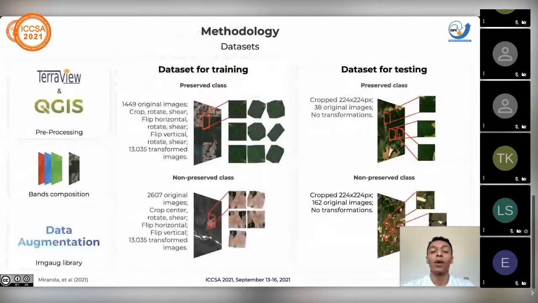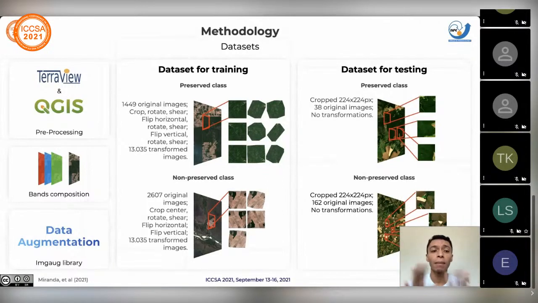The datasets. We made the composition of each image's spectral bands for the datasets for training and testing using the TerraView software. For color adjustment and cropping of the regions of interest, we used the QGIS software. In the training dataset formed by images of ROI1, we got 1,449 images for the preserved class and 2,607 images for the non-preserved class.